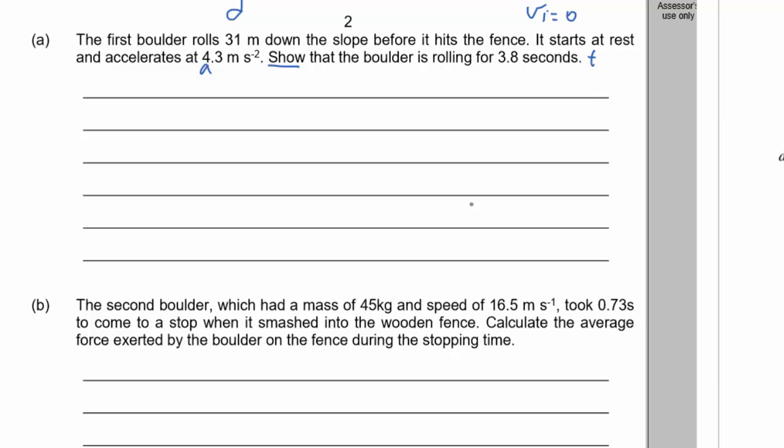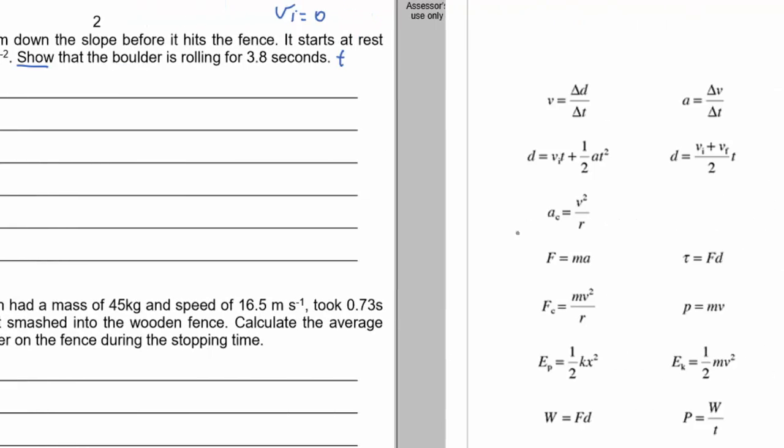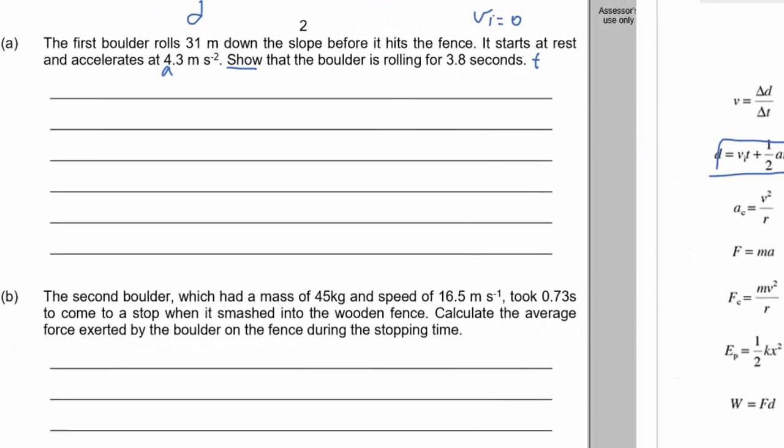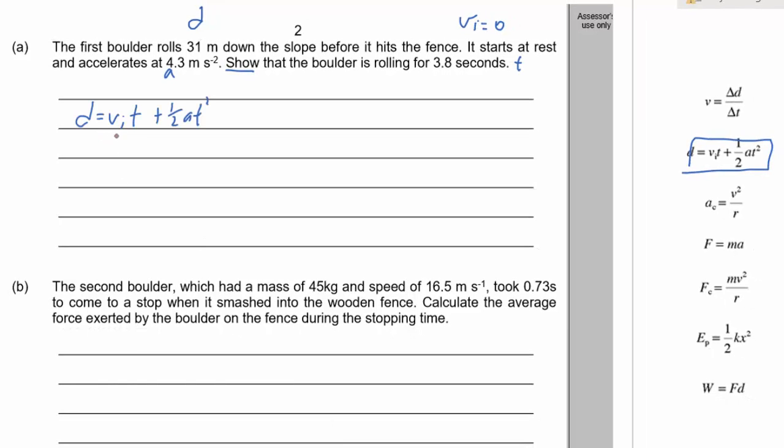So looking for an equation that doesn't have Vf in it. So we look at our formula sheet, which equation doesn't have Vf in it. This one here doesn't, so we rewrite it over on our page. d equals Vi t plus a half a t squared. We know that Vi is 0, so 0 times any time is still going to give me 0. So d equals a half a t squared.